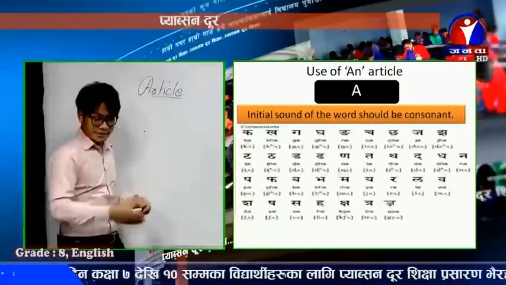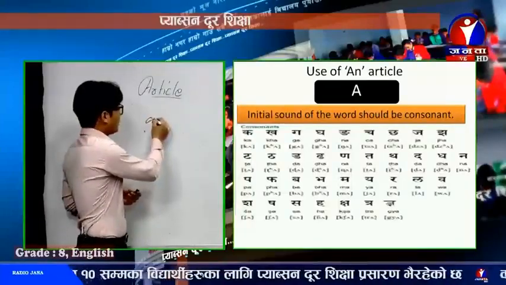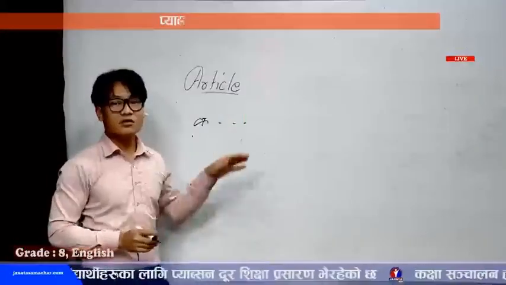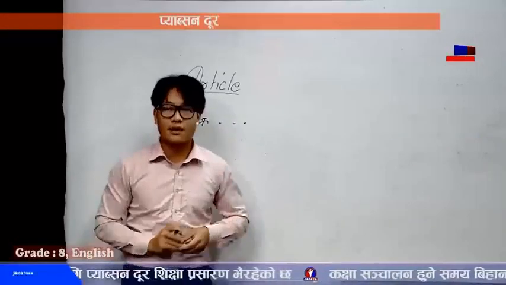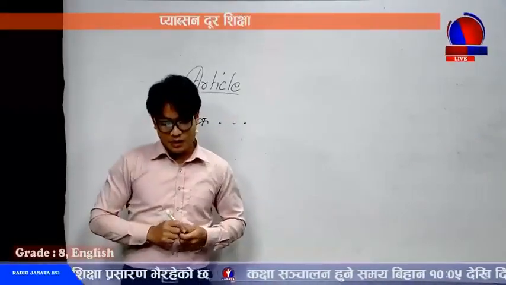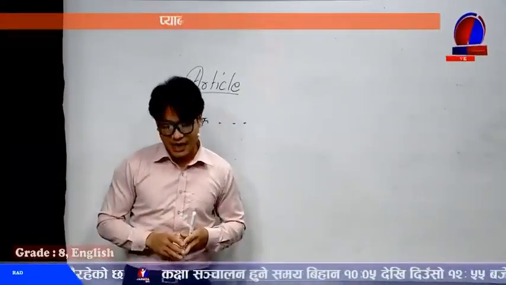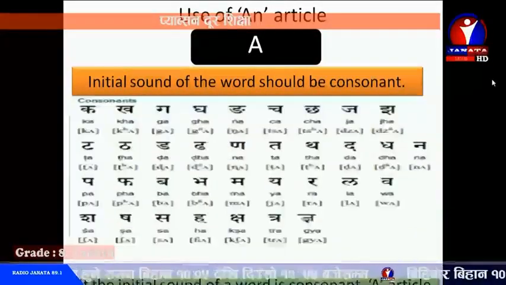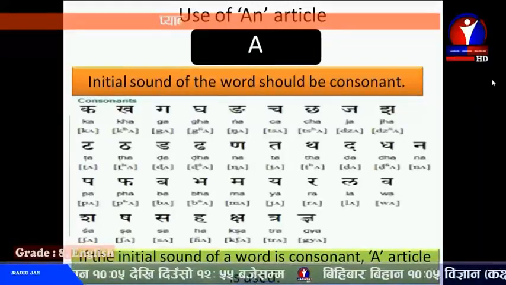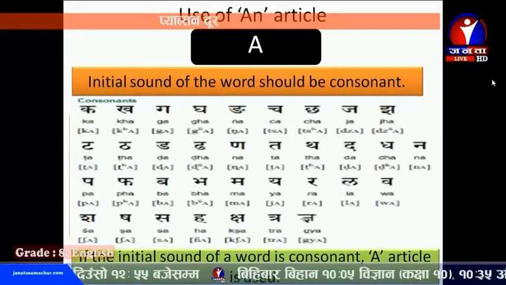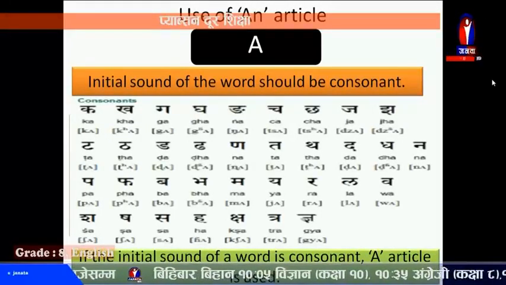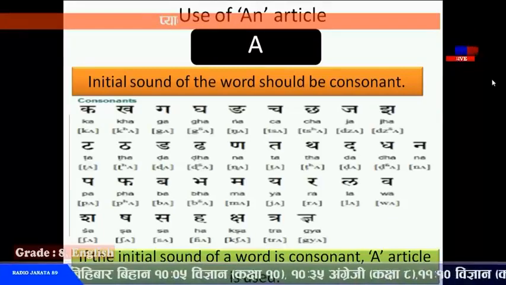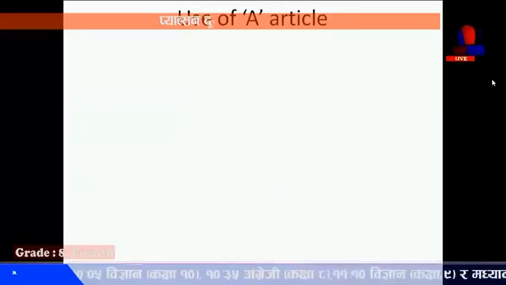So, you can see ka, kha, ga is there. Benzen, sur is there, which is known as a consonant sound. You can see the English also there. So here is written, if the initial sound of a word is a consonant, the article a is used. So let's have a practice.